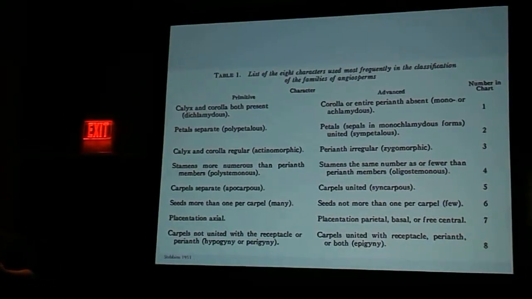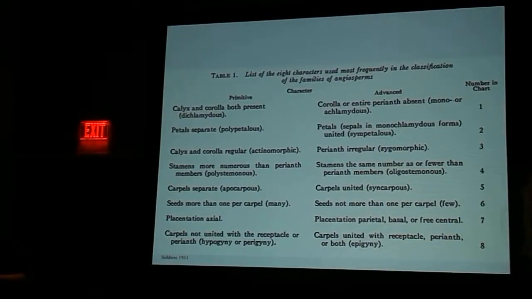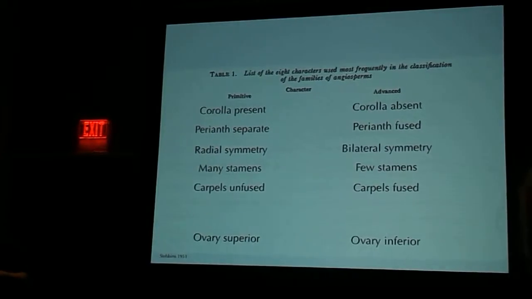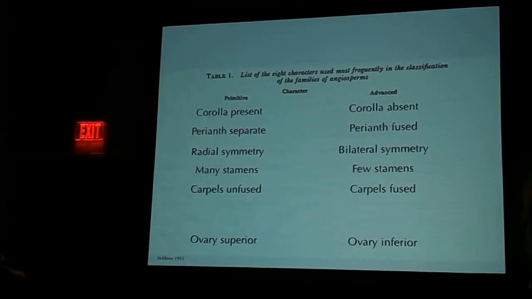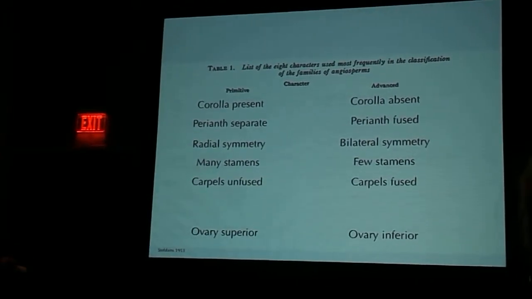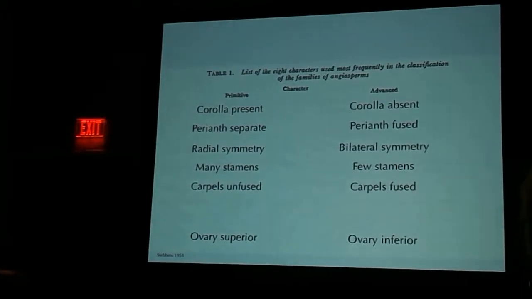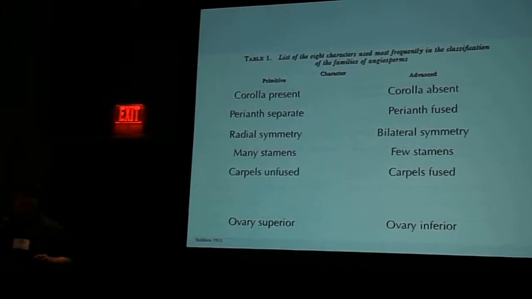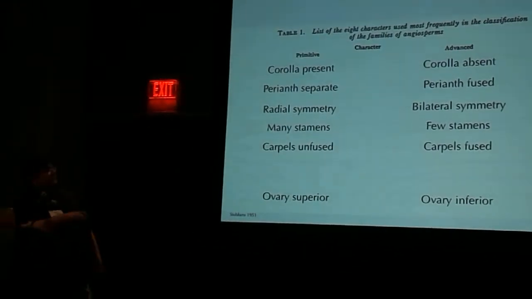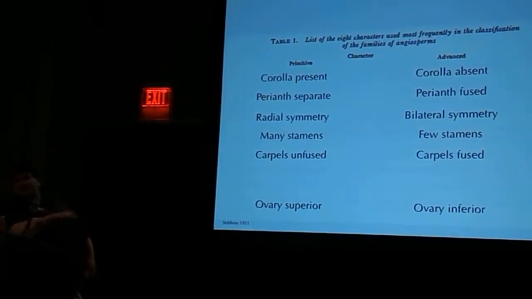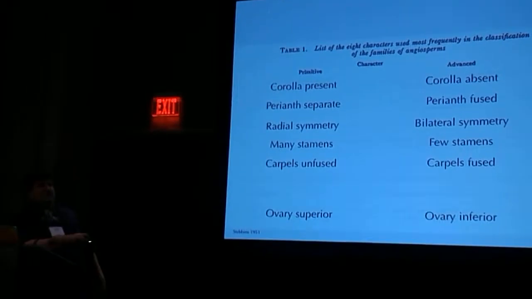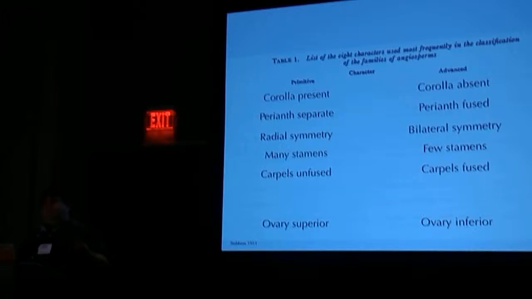So first we took Stebbins' list of 8 characters, and cut it down to 6 characters. Corolla present, absent, perianth, separate, fused, radial symmetry, bilateral symmetry, many or few stamens, carpels unfused, carpels fused, and ovary superior and ovary inferior. And like Stebbins, we polarized it. So we said the ancestral flower has these combinations, these traits. And all our analyses in BISI and all our simulations started with this assumption of this being the ancestral state for flowers.